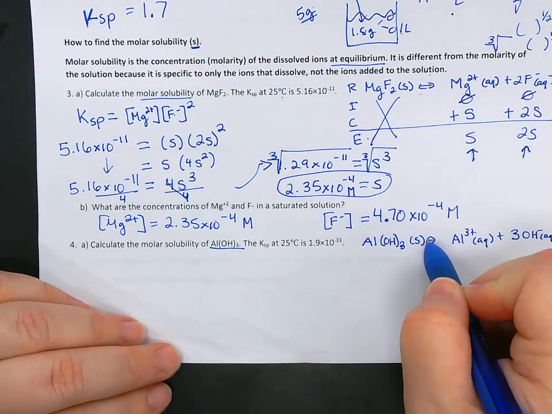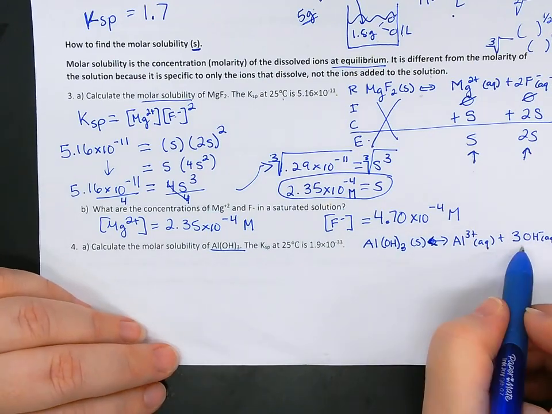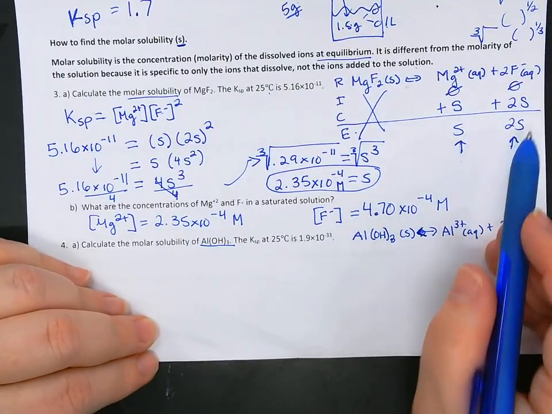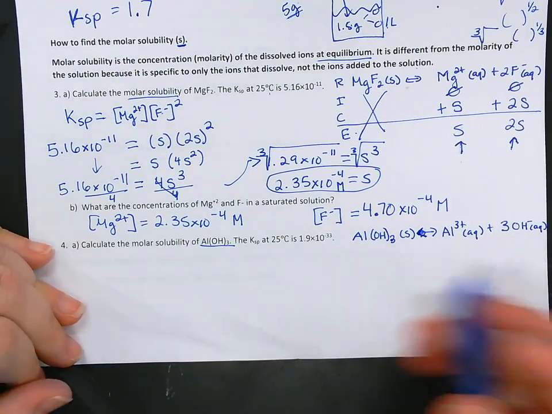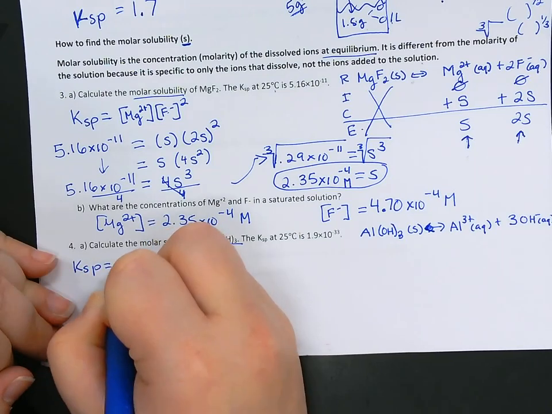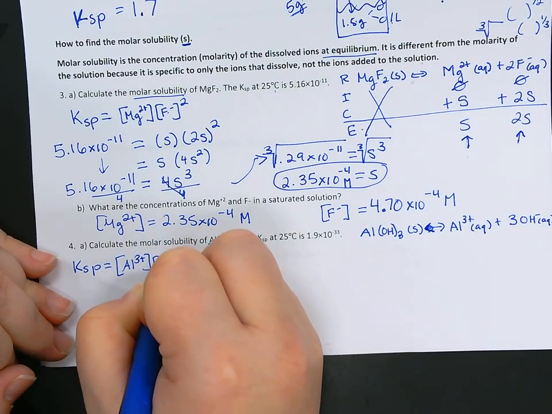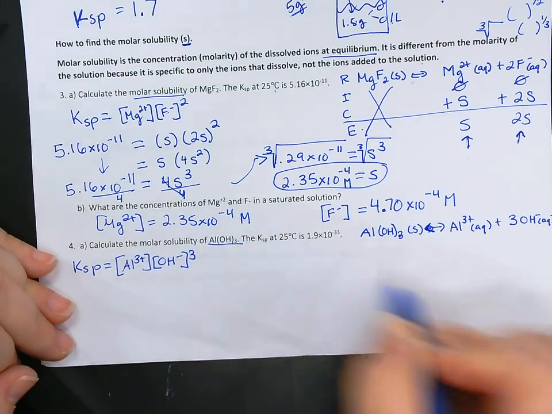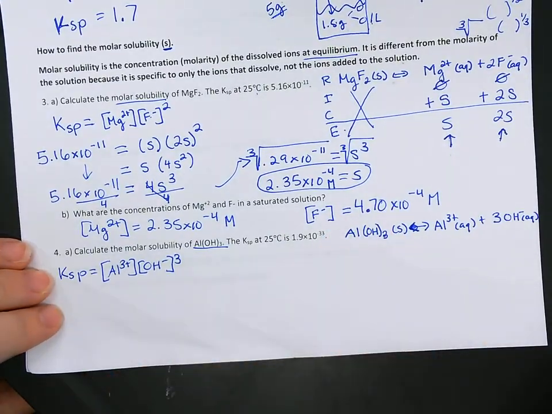So we're going to get, when it's at equilibrium, got my double arrow, there we go. So we're not going to get S and 2S, we're going to get something like S and 3S. A bit different here. Okay, we can also write our KSP equation. So Al3+ and OH minus cubed. Okay, remember we leave out our solid, so we don't have a denominator.